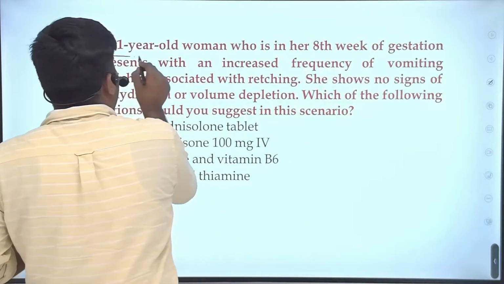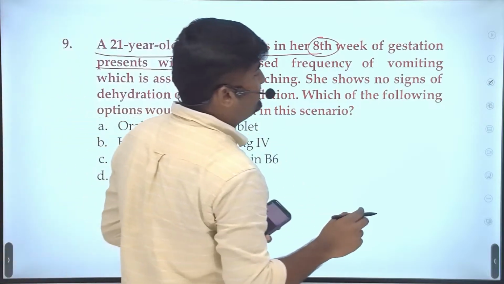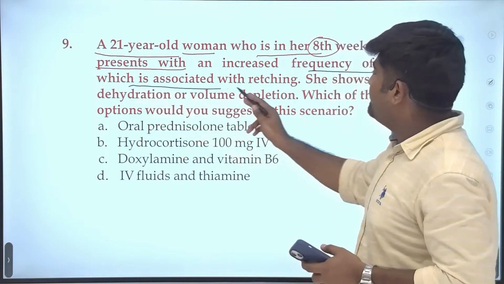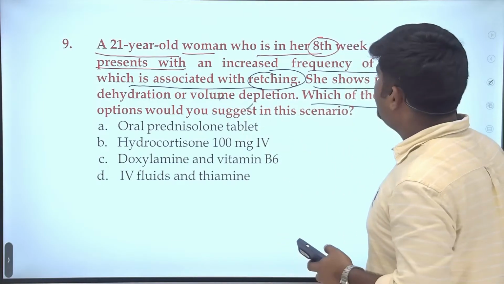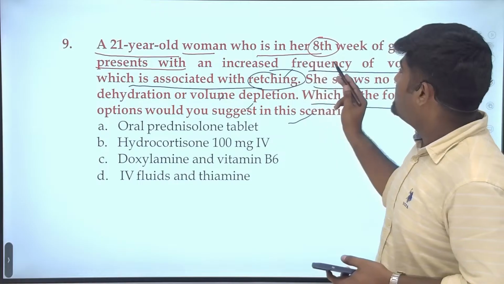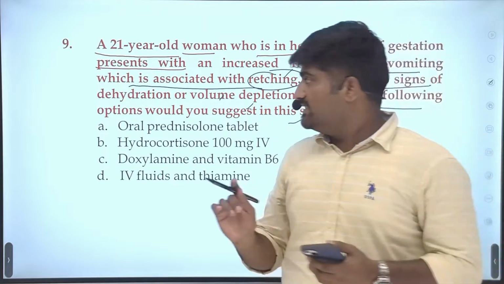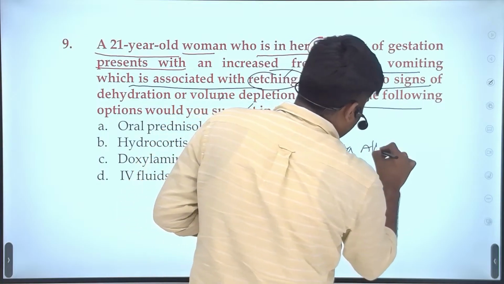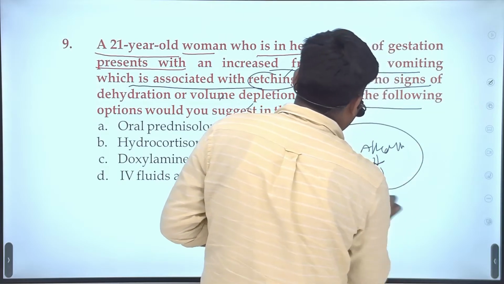A 21-year-old woman at 8 weeks of gestation presents with increased frequency of vomiting, also associated with retching. She shows no signs of dehydration or volume depletion. Which of the following options do you suggest in this scenario? Retching they have told, and increased frequency of vomiting is there, so dehydration is there. What is the acid base imbalance? Easily you can remember, that is metabolic alkalosis. Which electrolyte will be lost here? Potassium. Obviously we have to replace this.